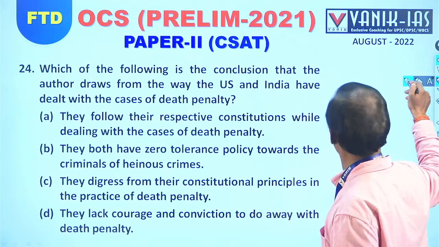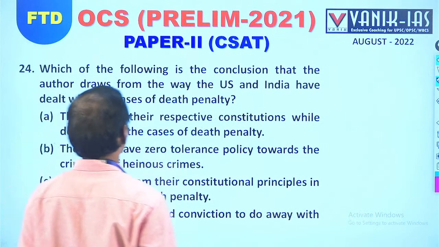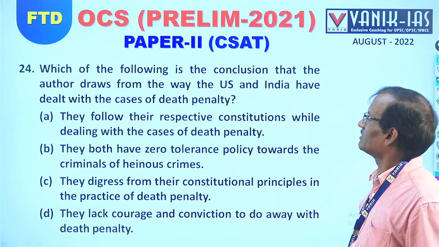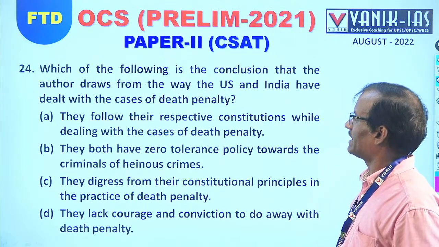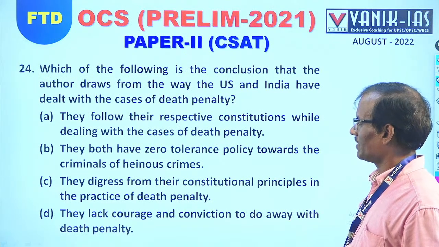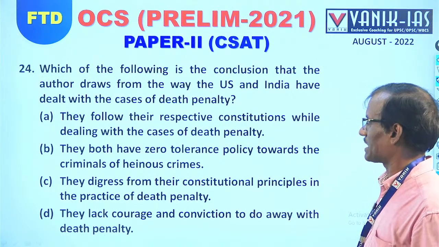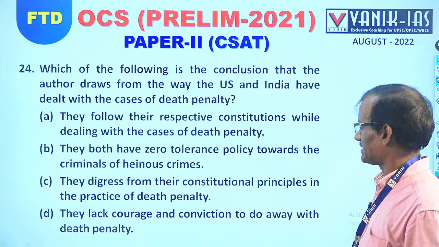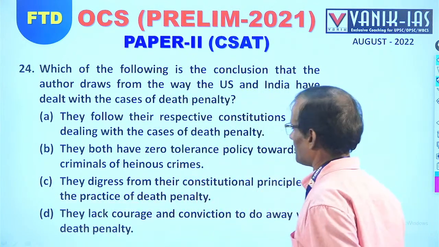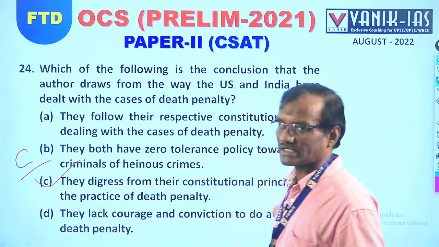Question number 24. Which of the following is the conclusion that author draws from the way the US and India have dealt with the cases of death penalty? So I have got the answer: they digress from their constitutional principles in the practice of death penalty. They deviate. Digress means deviate. This is pertinent from the passage. So answer will be C.